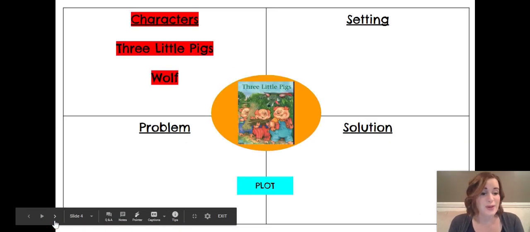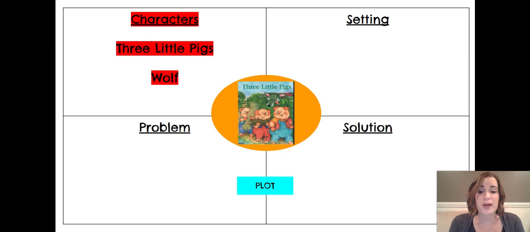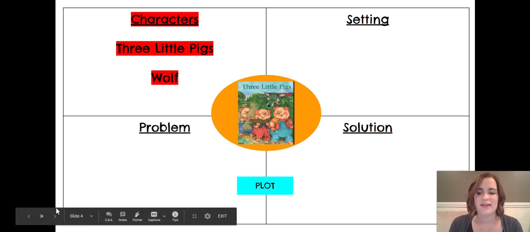In that story, you have the Three Little Pigs and the wolf. They're the most important characters to the story. While I'm thinking about this, I'm thinking about the original Three Little Pigs. I know there are lots of different versions, but I think most people have heard the original version, so we'll stick with that one today.